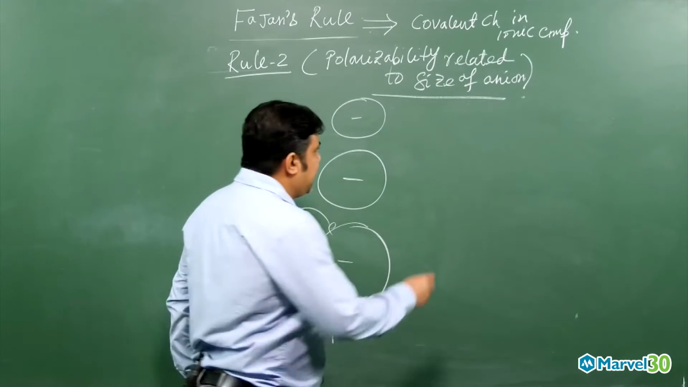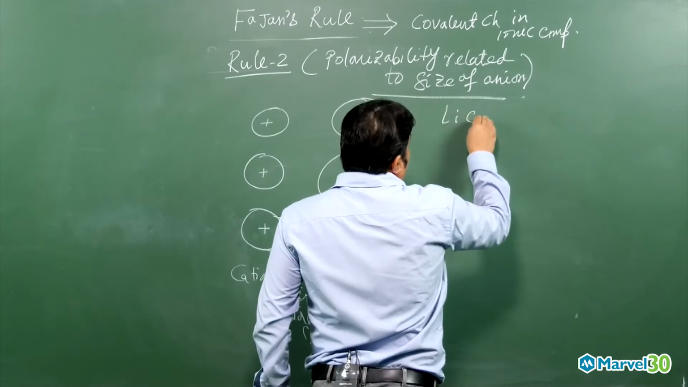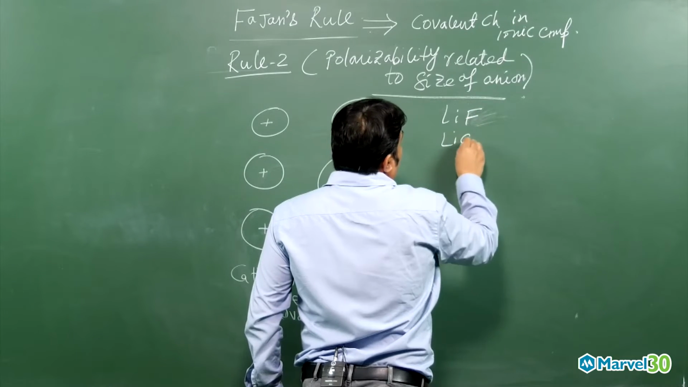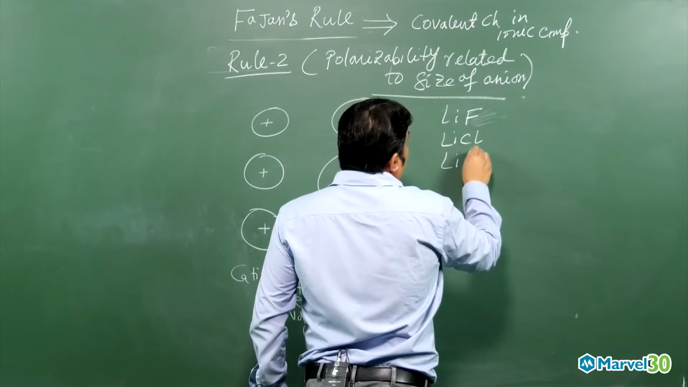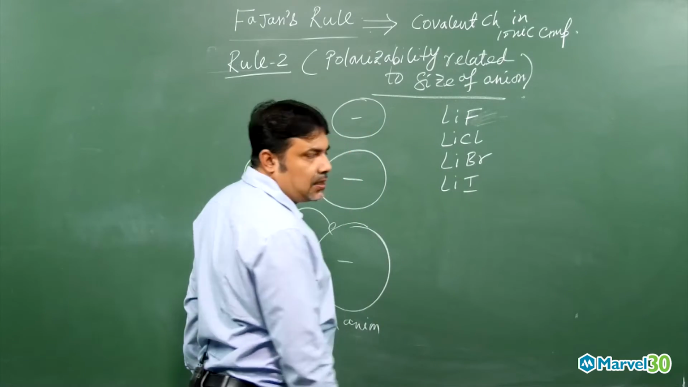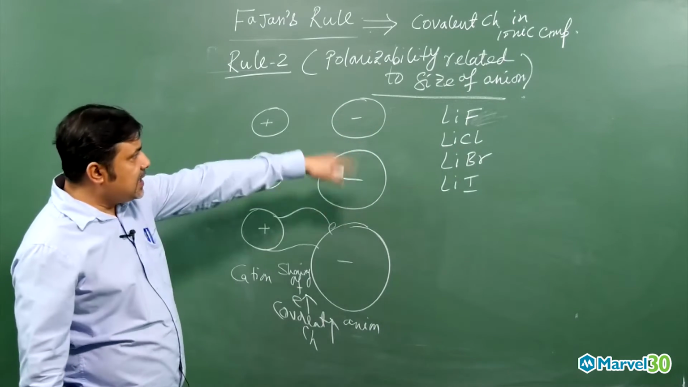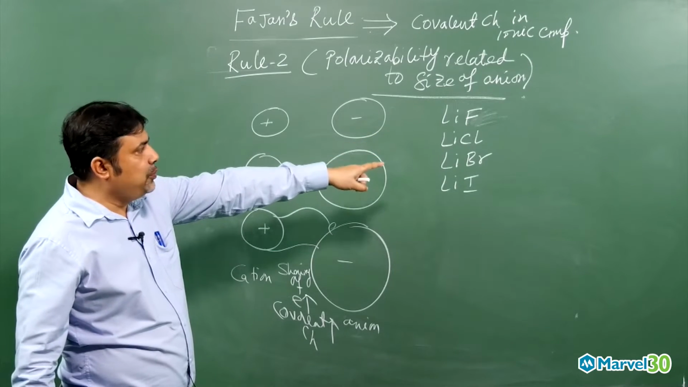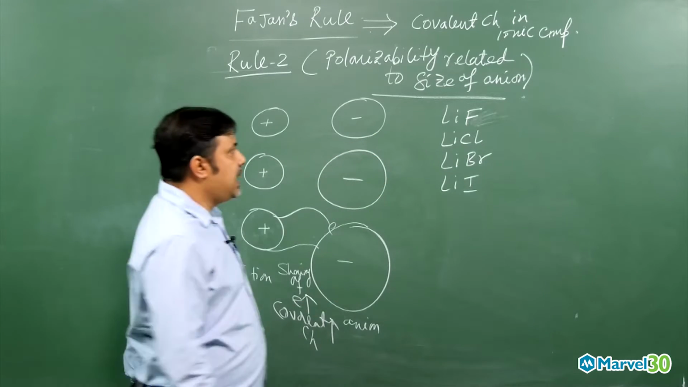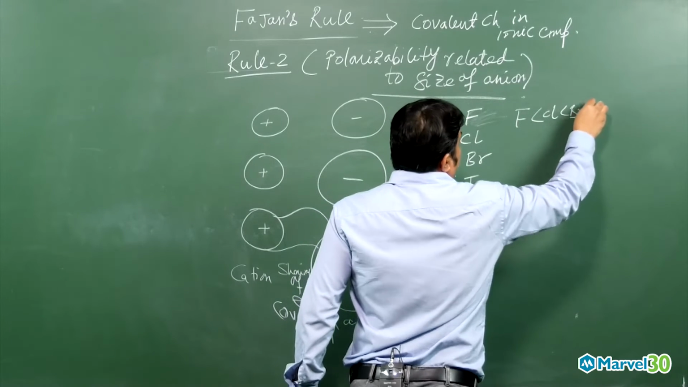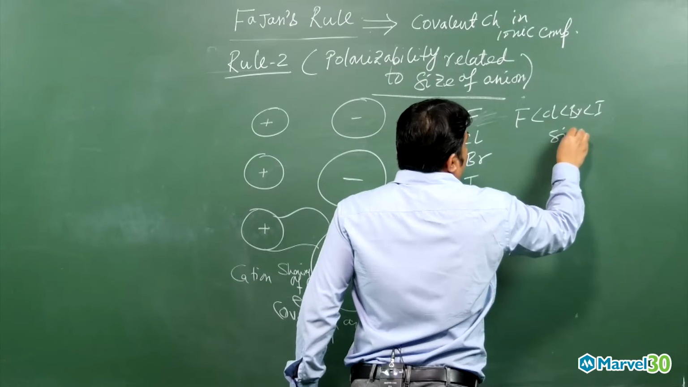If I give the example, lithium fluoride, lithium chloride, lithium bromide, and then lithium iodide, the cation will be the same. I am asking the covalent character order. In all cases the cation is the same, but the anion size is increasing. Fluorine, chlorine, bromine, iodine. The anion size order will be what? Fluorine, chlorine, bromine, iodine. This is the size order.